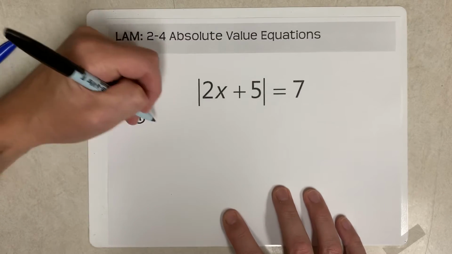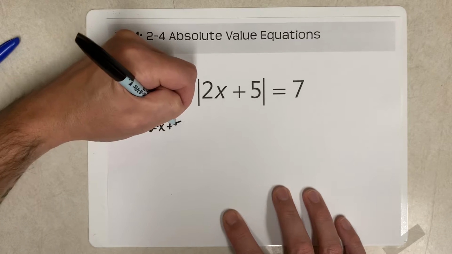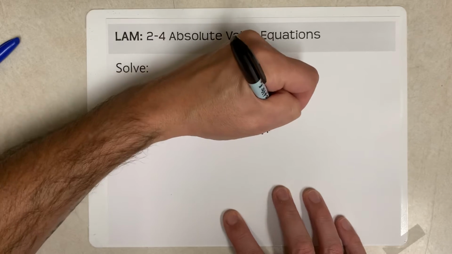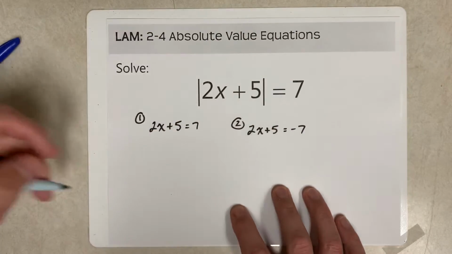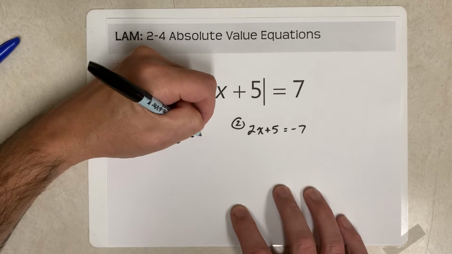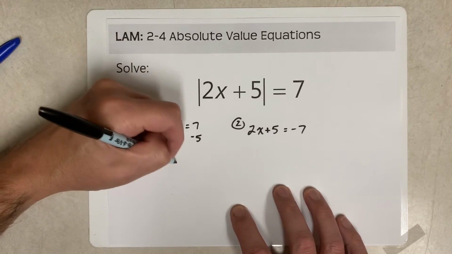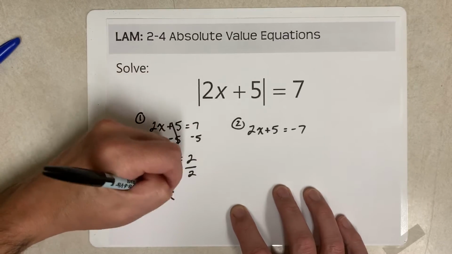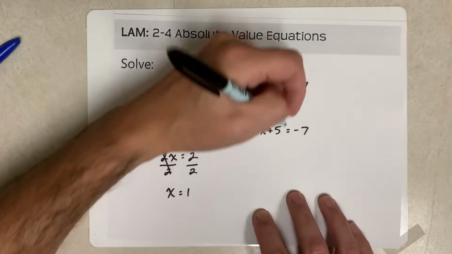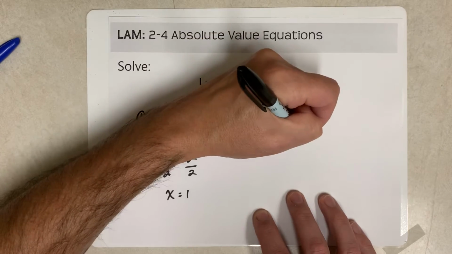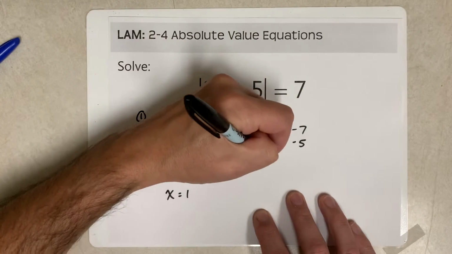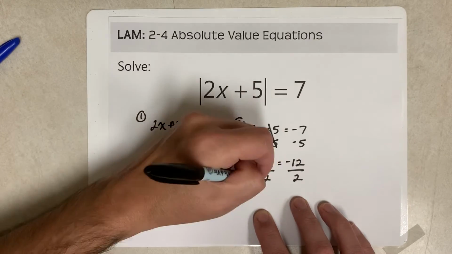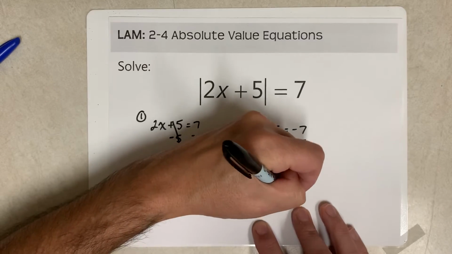Okay, so number 1, 2x plus 5 is equal to 7. And the second one, 2x plus 5 equals negative 7. Back over here, minus 5, 2x is equal to 2. Divide by 2. X equals 1. Minus 5, 2x is equal to negative 12. Divide by 2. And x equals negative 6.